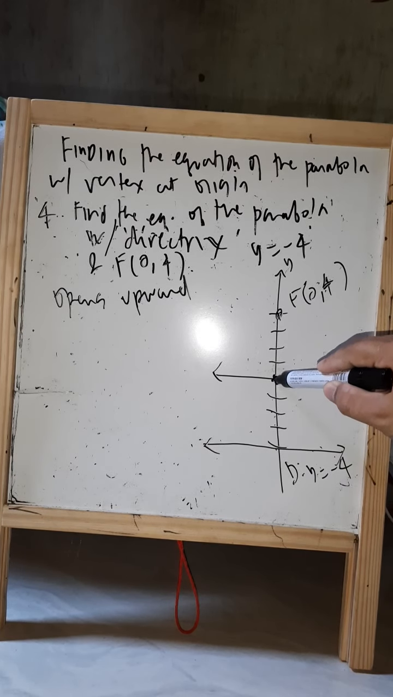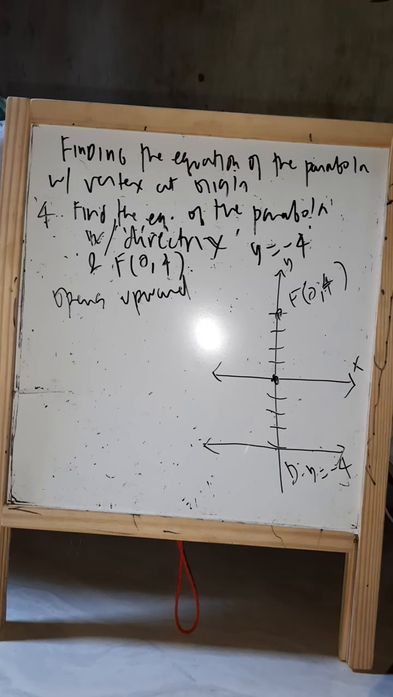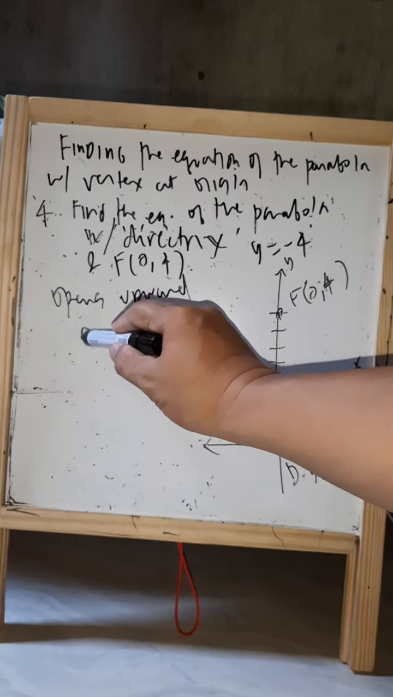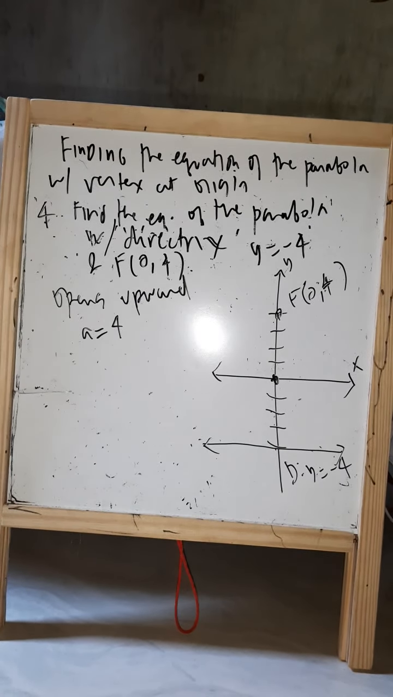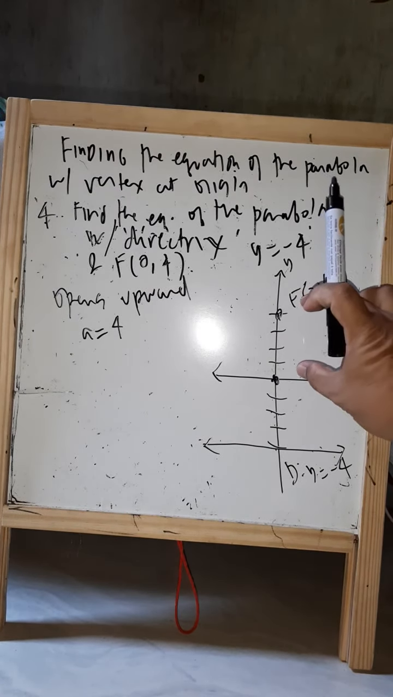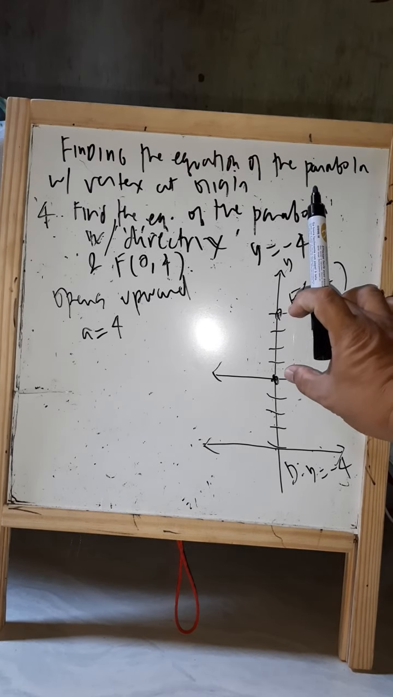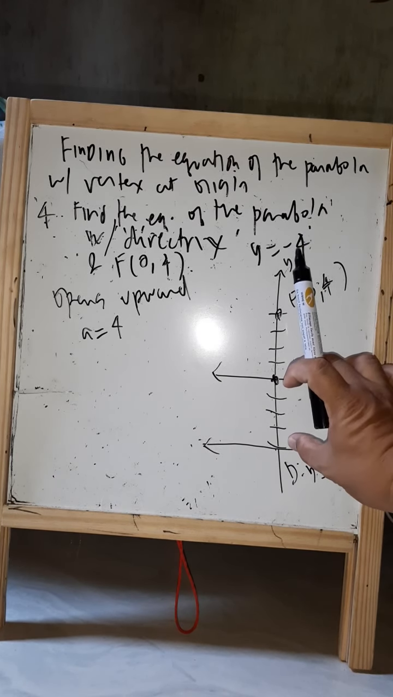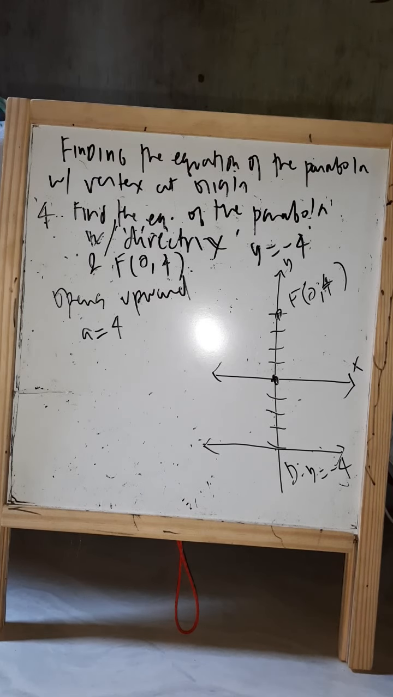So this is the vertex of the parabola. What is now the value of a? The value of a is equal to 4 because the focus is 4 units upward of the vertex and the directrix is 4 units downward of the vertex.